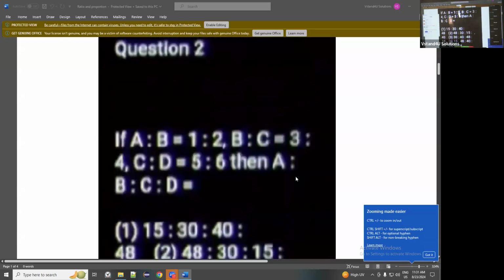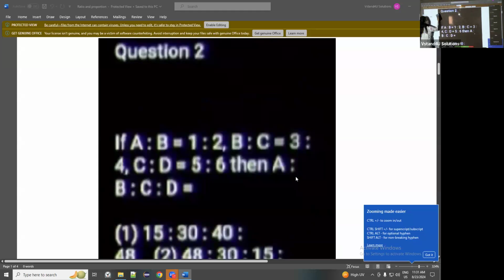Okay, now calculate for the second one. What is it saying? If A is to B is equal to 1 is to 2, B is to C is equal to 3 is to 4, C is to D is equal to 5 is to 6, then I have to calculate the ratio of A is to B is to C is to D is equal to what? Yes or no?